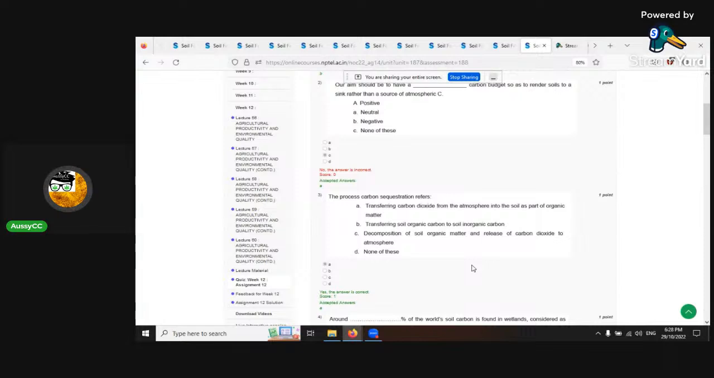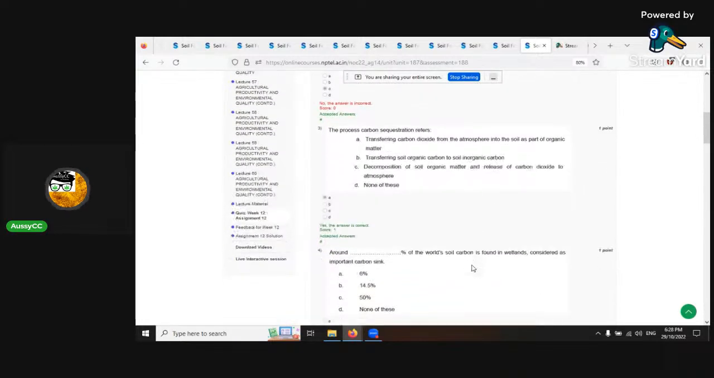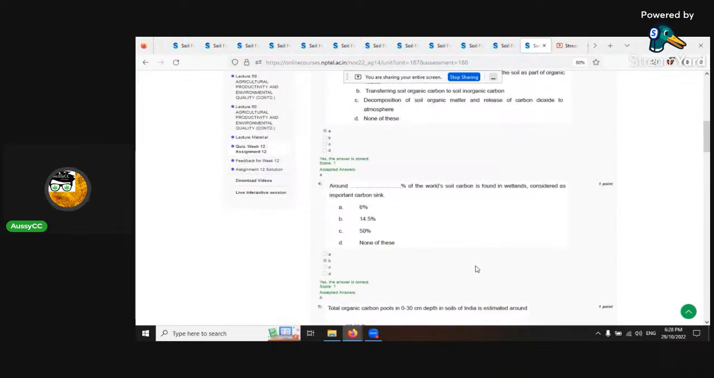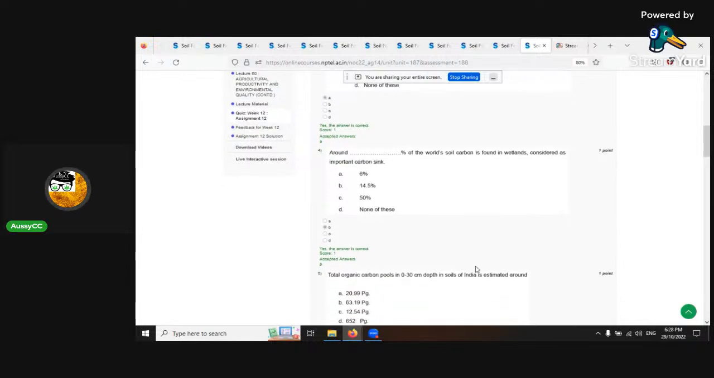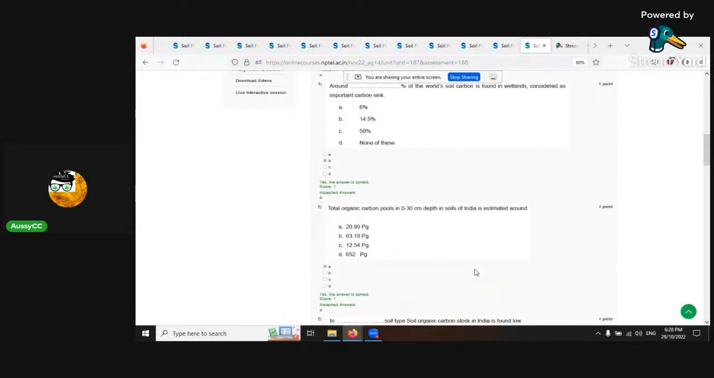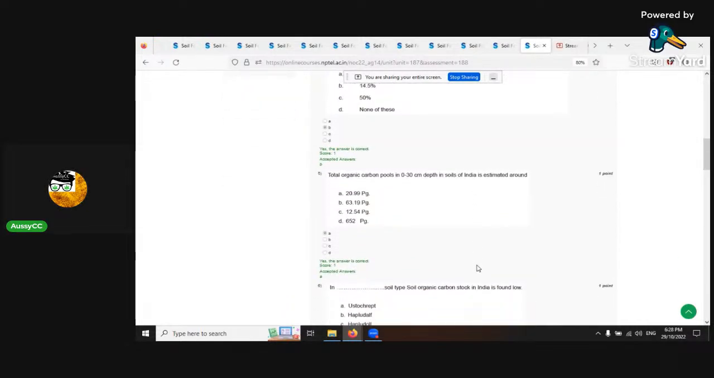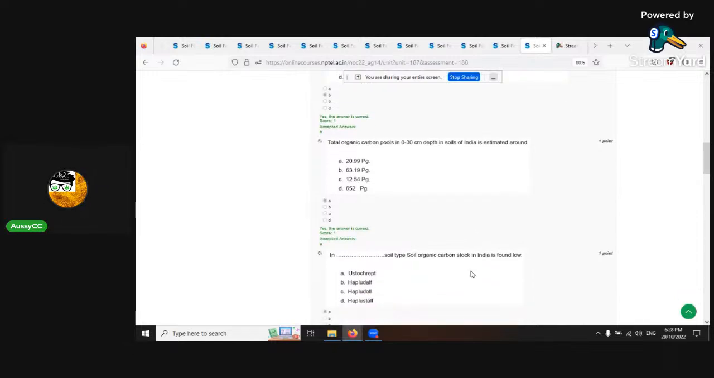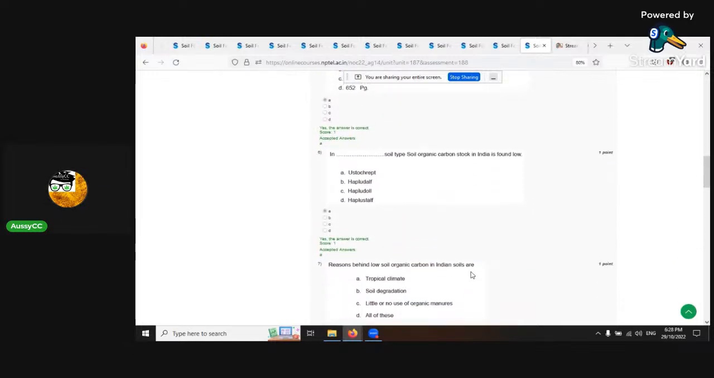Around something of the world's carbon is in wetlands, that's 14%. Total organic carbon pools are around 20 petagrams. In Ustochrepts soil type, soil organic carbon stock in India is found low. Residuals behind low soil organic carbon in the soils are all.